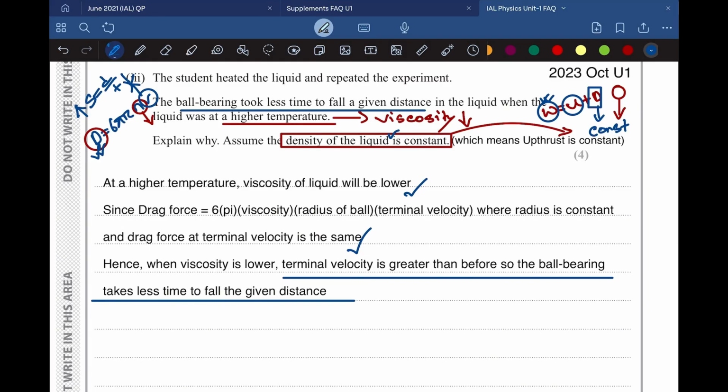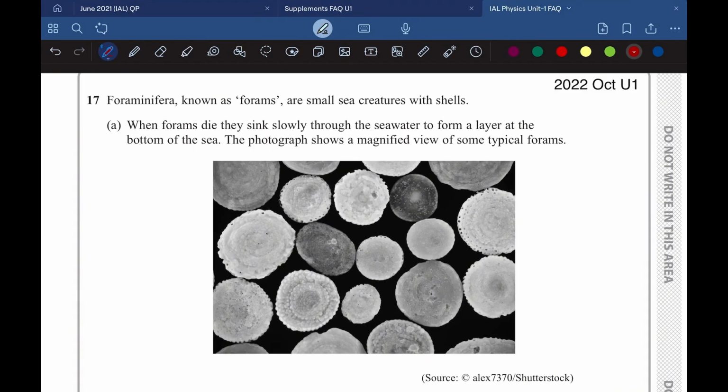All right guys, so now let's go through another fluid mechanics question that we have seen previously. This is exactly the same but in a different way. Let's see how different questions of fluid mechanics actually come.